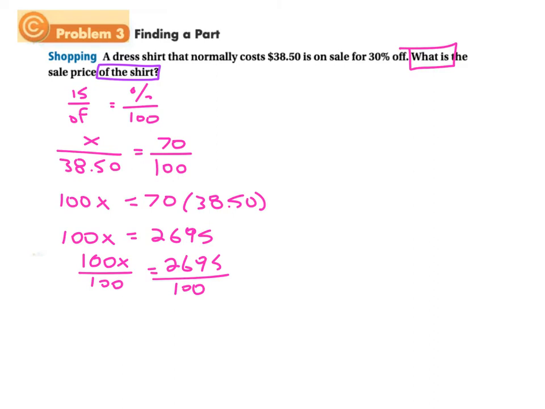And I'm going to work it over here now. We say then X is equal to 26.95, or another way of saying it is that the sale price of the shirt is $26.95. Okay, and let me give you a problem here.